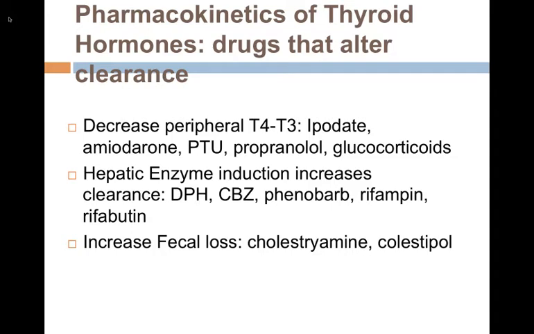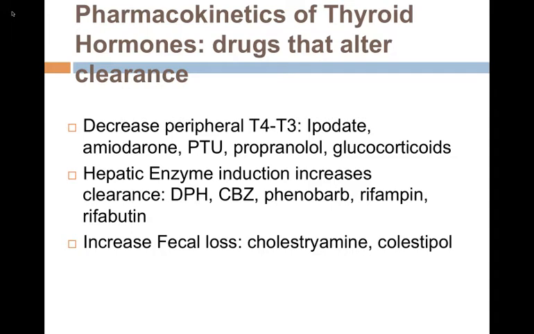Hepatic enzyme induction would increase the clearance of the T4. So those enzyme inducers like phenytoin, DPH is phenytoin, CBZ is carbamazepine. These are two anti-epileptics. Phenobarbital is another anti-epileptic. So phenytoin, carbamazepine, phenobarbital, all anti-epileptics that will increase the glucuronidation of the T4. Rifampin and rifabutin also will increase the enzyme activity and therefore increasing intrinsic clearance, basically.